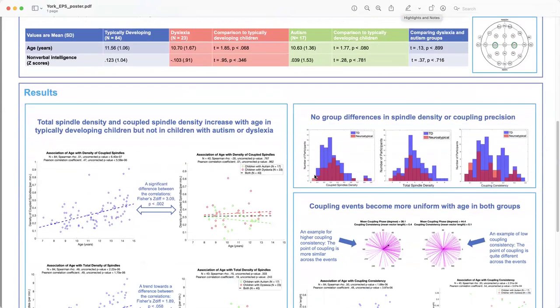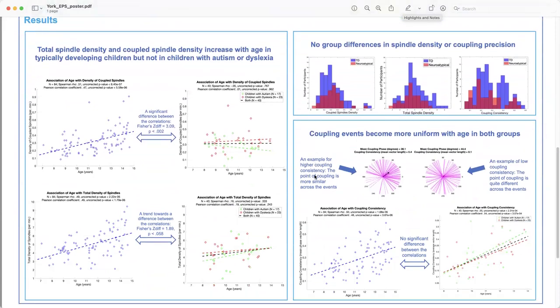We first of all looked at the amount of spindles and specifically how this amount changes with age. So the measure here is spindle density, that is the number of spindles per minute. And what we see is that both for coupled spindles and for the total spindle density, coupled and uncoupled, there is a significant increase with age in the typically developing group. However, this is not the case for the neuroatypical group, where, as you can see, the line is quite flat. So there is no significant change with age.